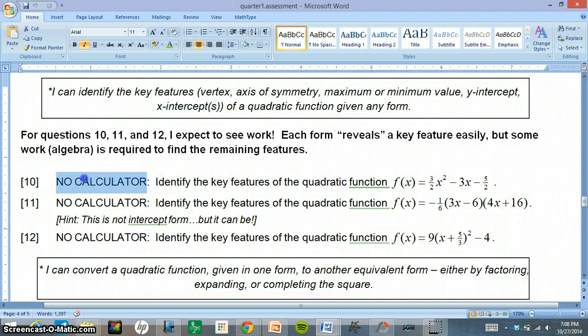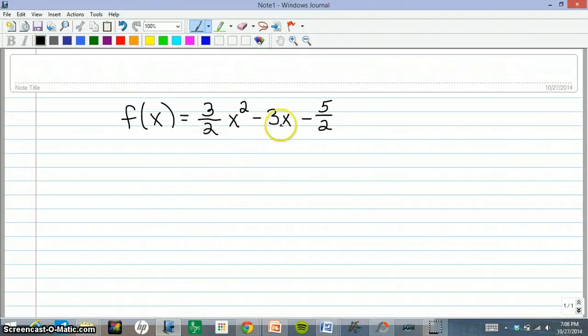So number 10, not allowed to use a graphing calculator. We need to do this strictly with algebra. And our function is 3/2 x squared minus 3x minus 5/2. So let's get to it. First thing to notice is that this function is in standard form.